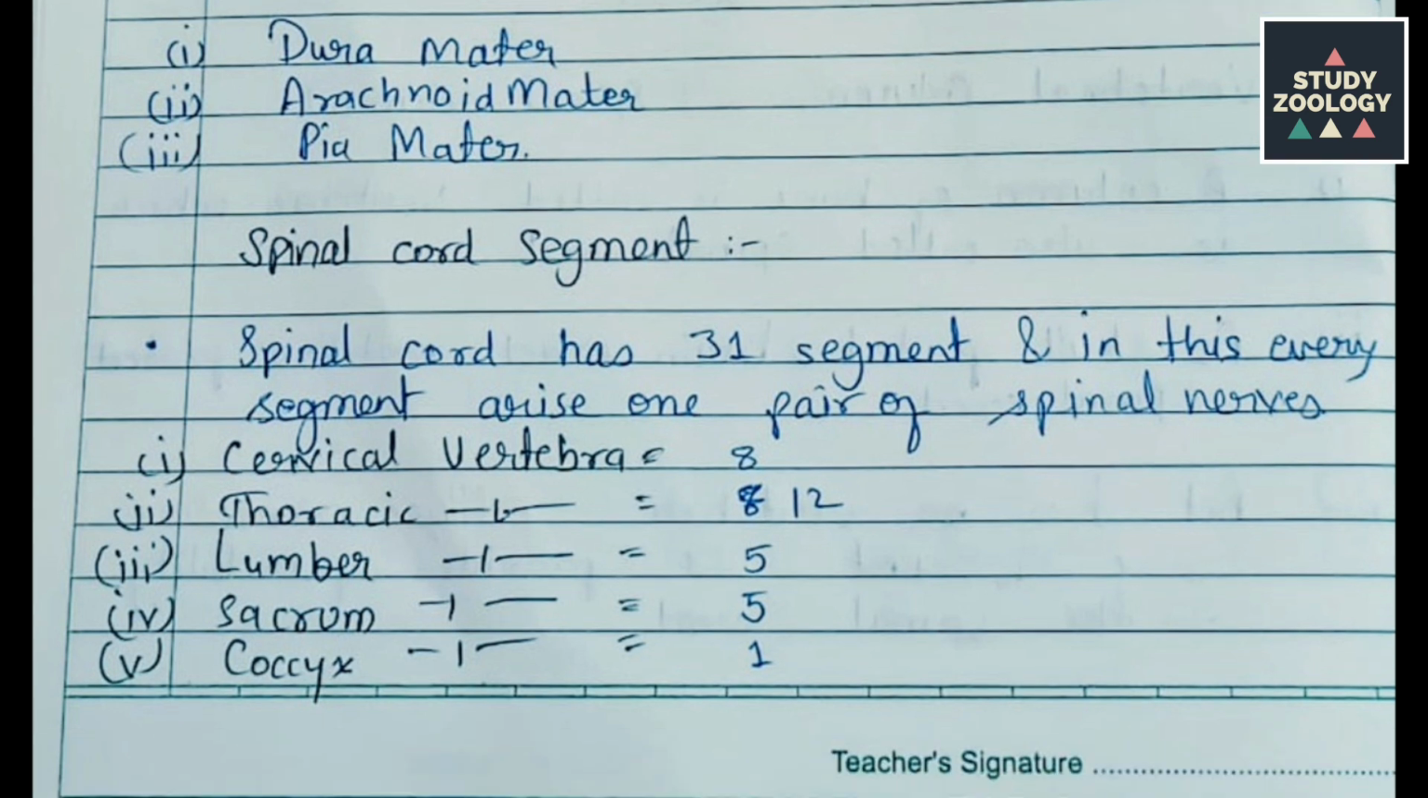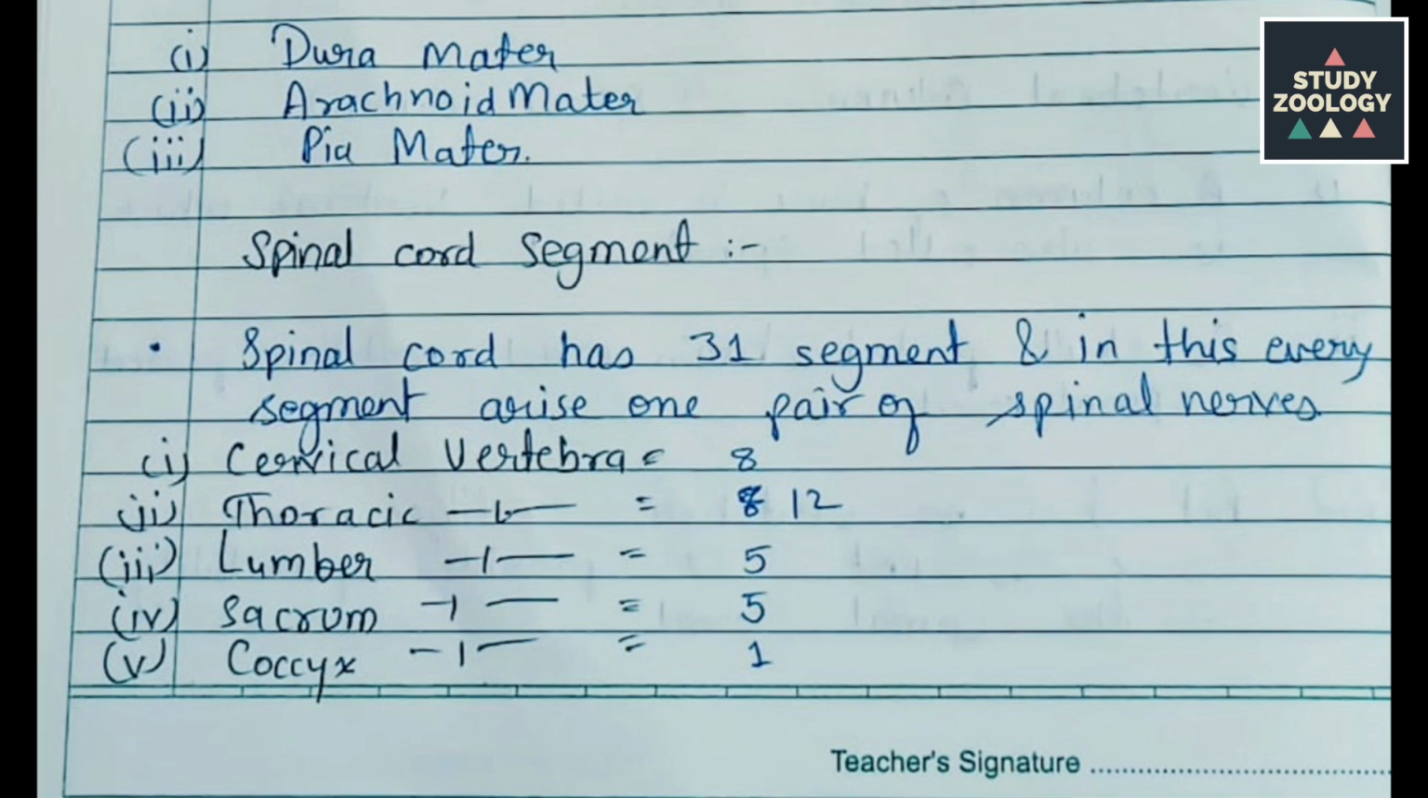Spinal cord segments. The spinal cord has 31 segments, and from every segment arises one pair of spinal nerves. First is the cervical region. It has 8 segments. Second is the thoracic region. It has 12 segments. Third is the lumbar region. It has 5 segments. Fourth is the sacral region. It has 5 segments. And fifth is the coccygeal region. It has 1 segment.